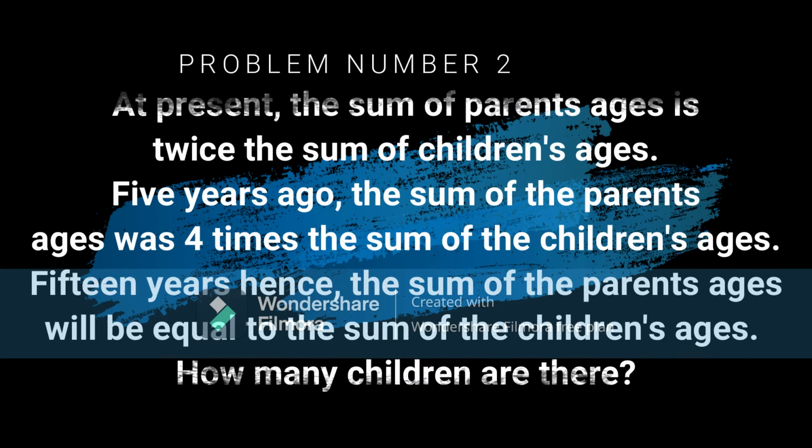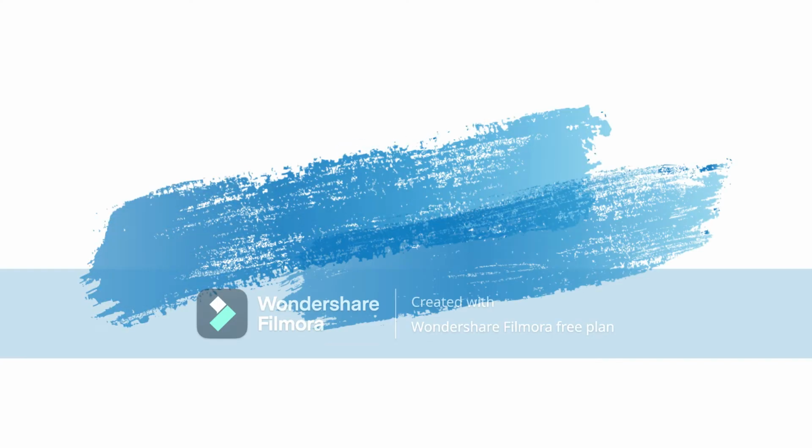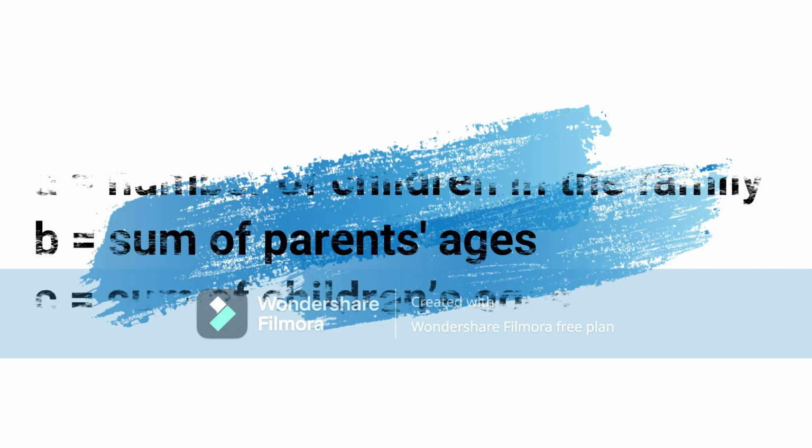Problem number 2. At present, the sum of parents' ages is twice the sum of children's ages. 5 years ago, the sum of the parents' ages was 4 times the sum of the children's ages. 15 years hence, the sum of the parents' ages will be equal to the sum of the children's ages. How many children are there? What we are looking for here is the total number of children.